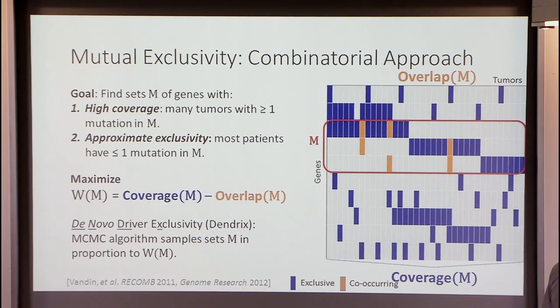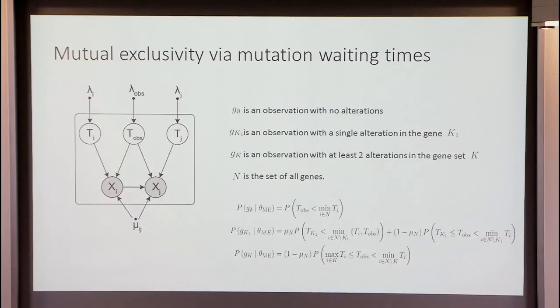And you can do this in a combinatorial way, where you try to find large sets of genes that are approximately exclusive. This is sort of a binary matrix, so it's a nice combinatorial problem to find these mutually exclusive sets. Or you can go further and try to model this probabilistically.